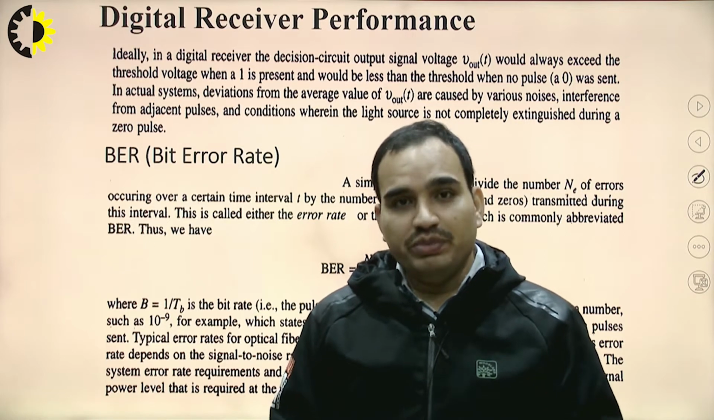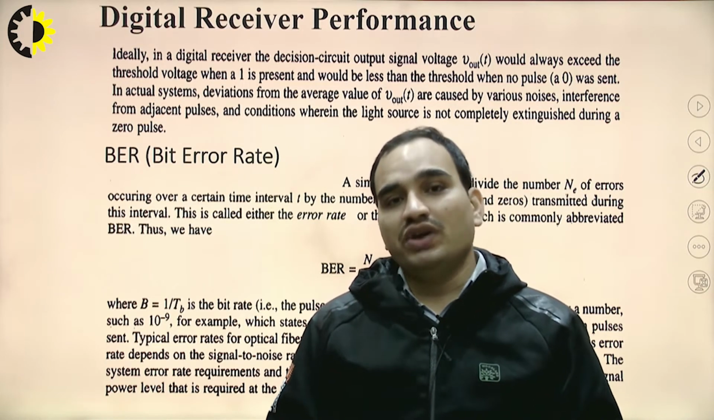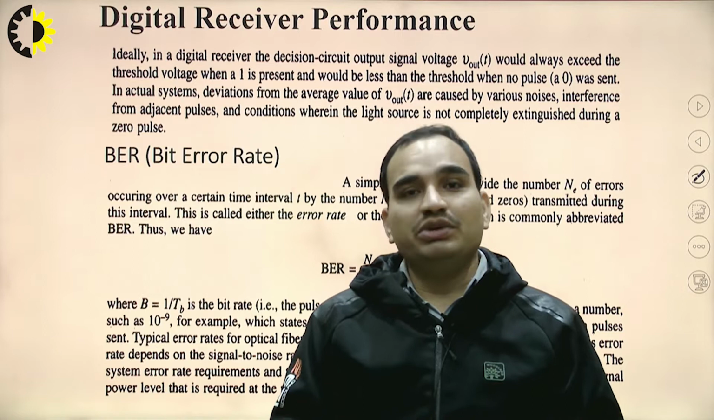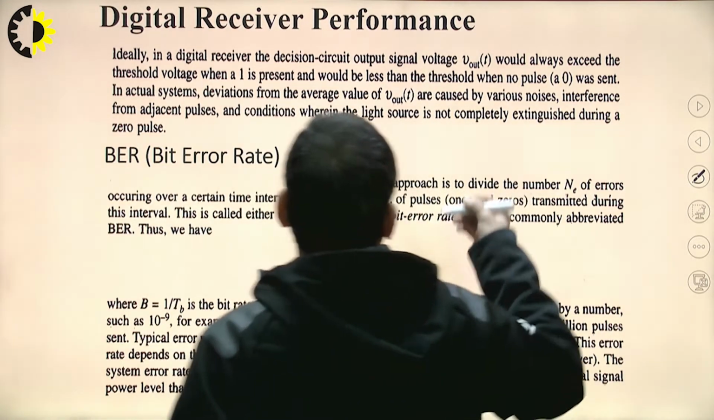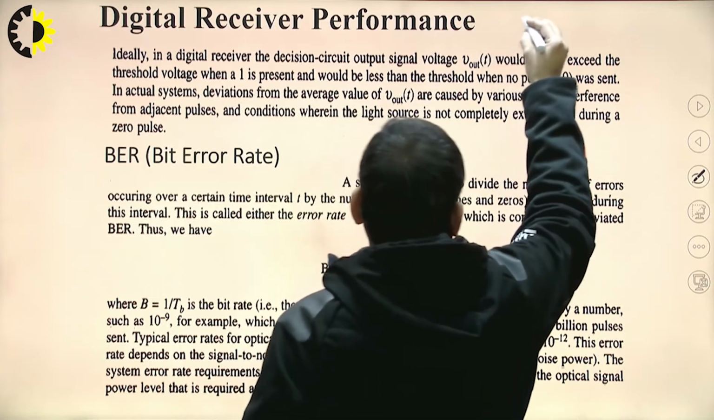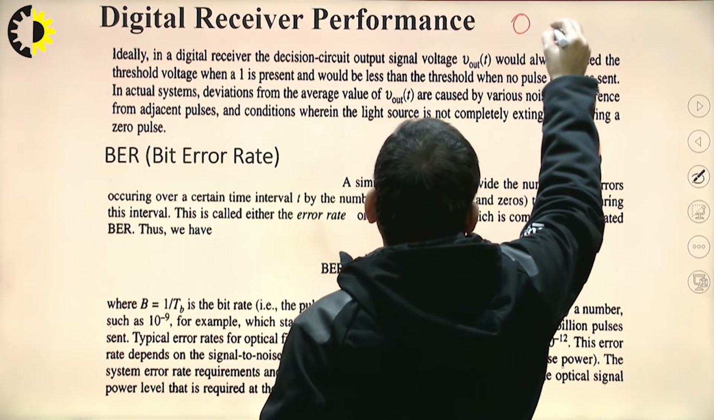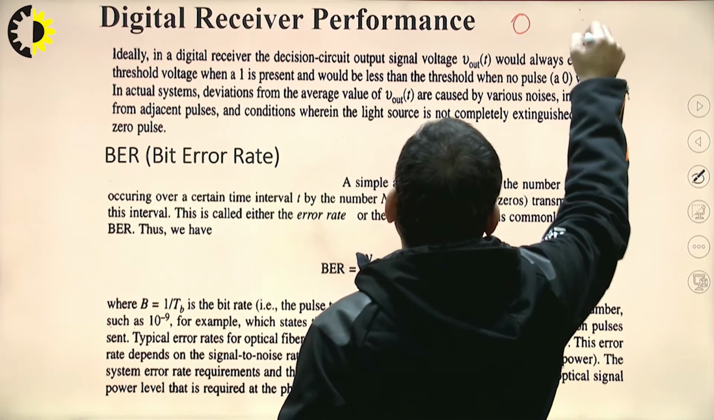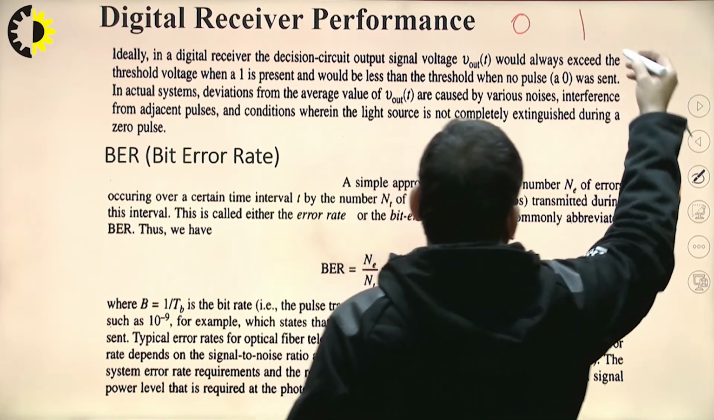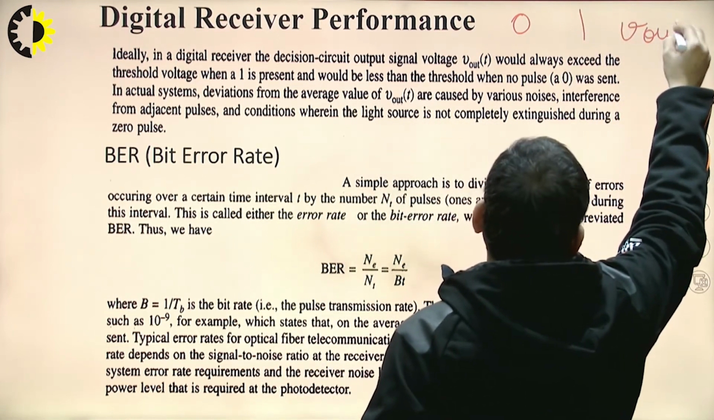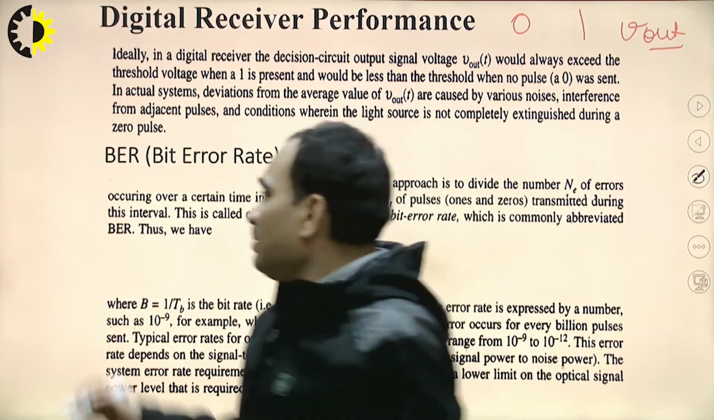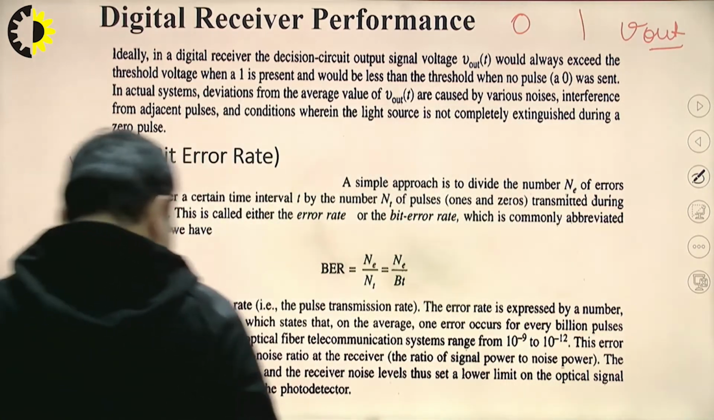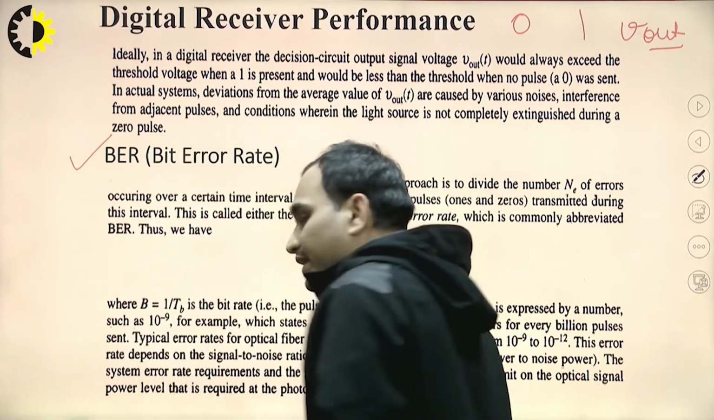The basic performance parameter for identifying the digital bits, that is in the form of zeros and ones, because in optical communication we are using digital communication. Bits are represented either in the form of 0 or 1, or we can say the output voltage level. The first performance parameter is the BER, also known as bit error rate.